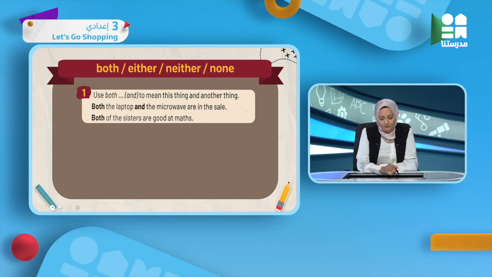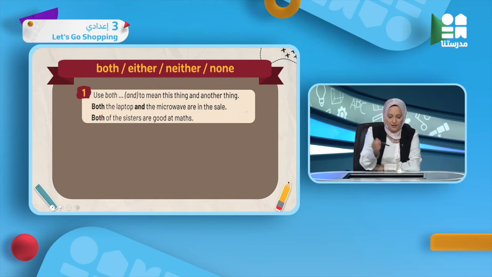Okay, for both, I use it with and. Most of the time it's used with and. A collocation with and. To mean this thing and another thing, I say both. For example, both the laptop and the microwave are in the sale. Both, the two of them. So both and. Or I can say both of my sisters are good at math. So this is the meaning of both.